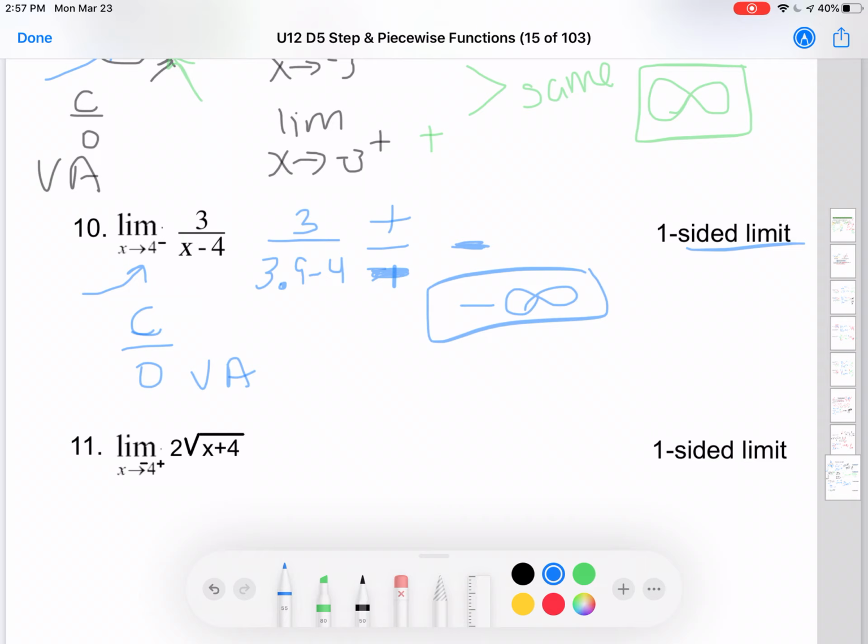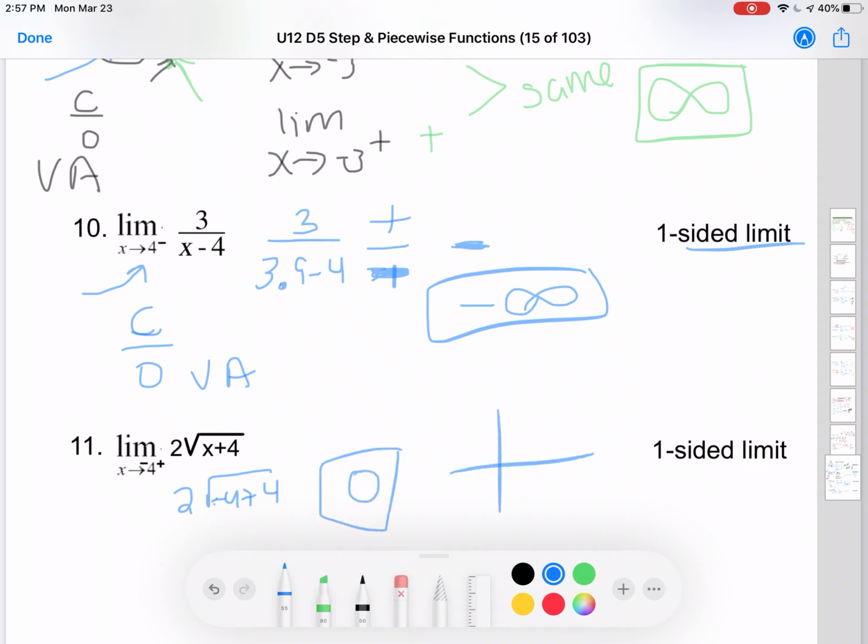Okay, last one. So the limit as x approaches negative 4 from the right. This is a one-sided limit. Remember, you're supposed to first just plug right in and see what happens. If I plug right in, the inside is going to be 0, square root of 0 is 0, times 2 is 0, and I actually just get a straight up answer.